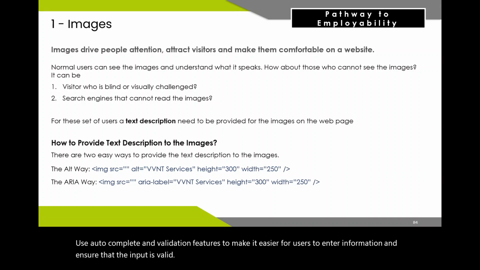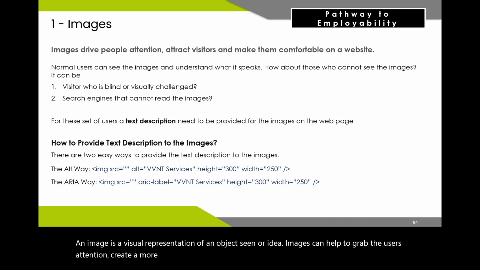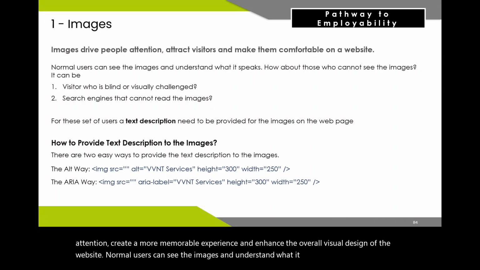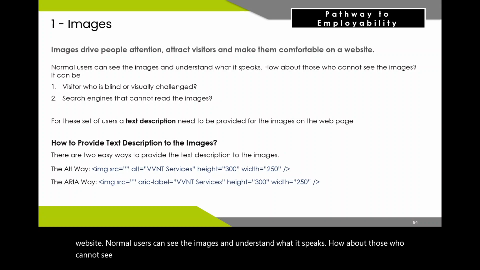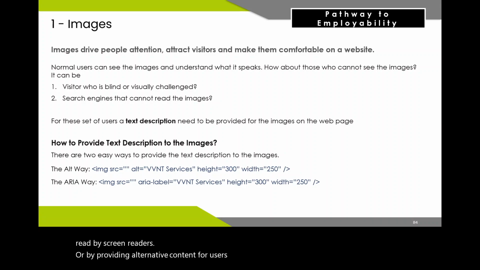What is images? An image is a visual representation of an object, scene, or idea. Images can help to grab the user's attention, create a more memorable experience, and enhance the overall visual design of a website. Normal users can see the images and understand what it speaks. How about those who cannot see the images? Visitors who are blind or visually challenged. Search engines that cannot read the images. It must provide alternative text descriptions for images that can be read by screen readers, or provide alternative content for users who may not be able to view the image.